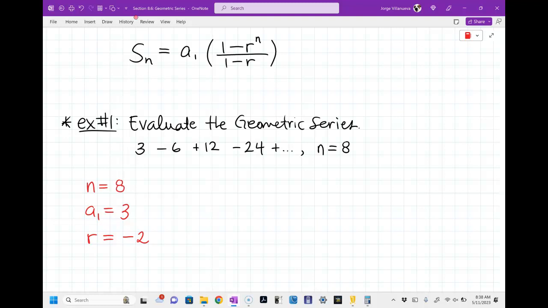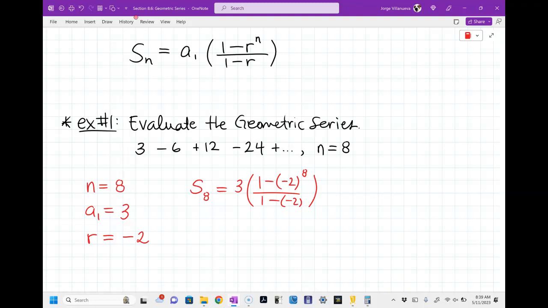So here we go. S sub 8 is equal to a sub 1, which is 3, times 1 minus a negative 2. Now be careful when you do that, okay? Don't just put 1 minus 2 because it says minus 2, and I know r is negative 2, so look at how nice they made it negative already. No, put the negative 2 in a parenthesis, and that's going to go to the power of 8 over 1 minus negative 2.